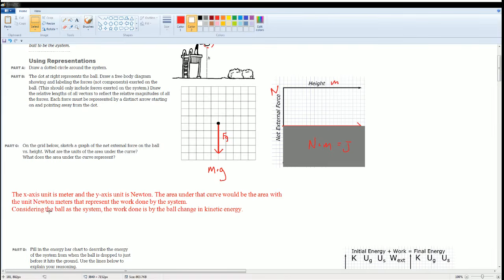The x-axis unit is meters and the y-axis is in newtons. The area under the curve would be the area. That is newton meter. That represents the work done on the system, which is called joules. Consider the ball as the system. The work done is the ball's change in kinetic energy, because we know that the work can be defined as the change in kinetic energy, which is just KE final minus KE initial. Mathematically, it looks like 1/2 mv squared final minus 1/2 mv squared initial.